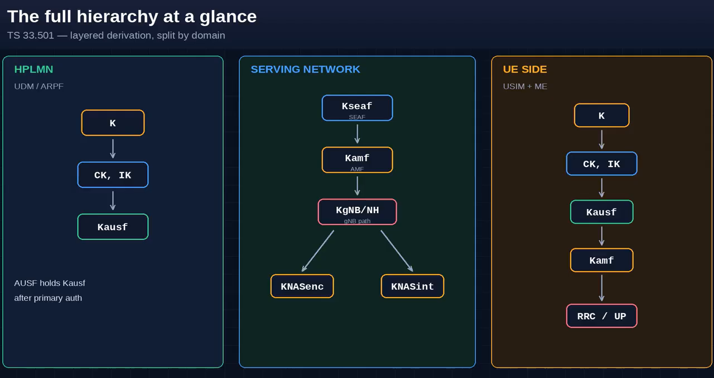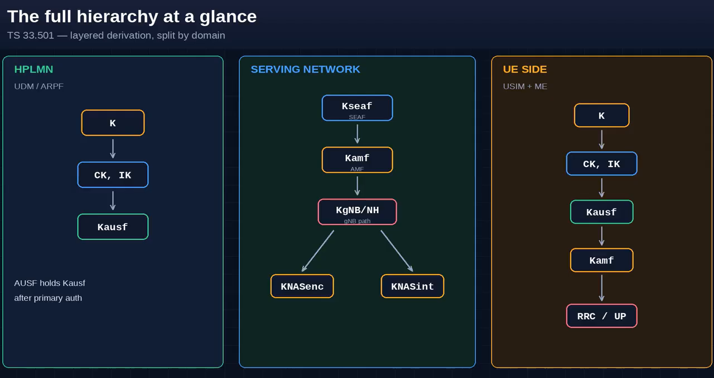Middle column, serving network. KSEAF at the SEAF, KAMF at the AMF. Then KgNB and NH toward the radio. NAS keys branch from KAMF. The serving side is powerful for mobility, and still cryptographically beneath the home anchor.